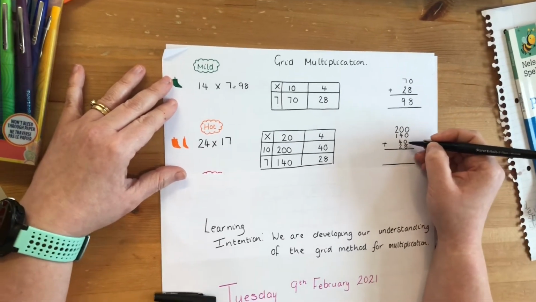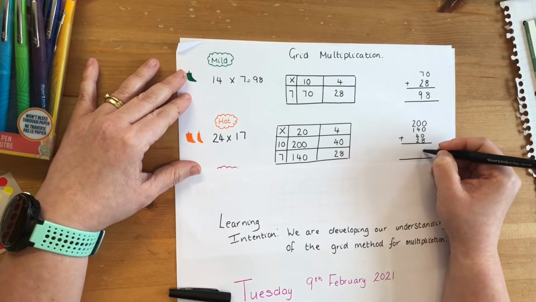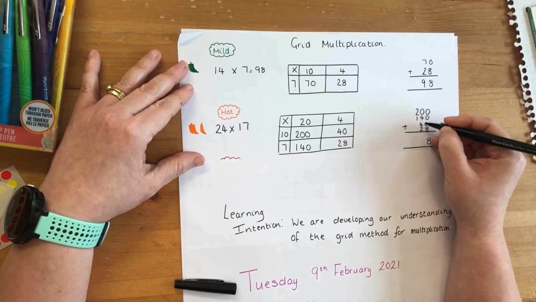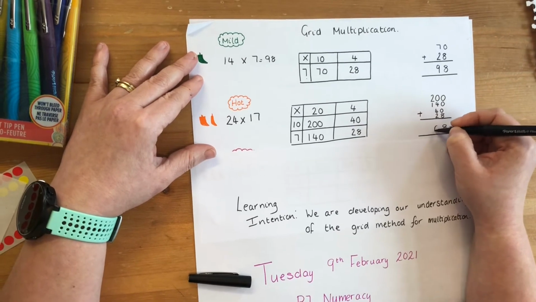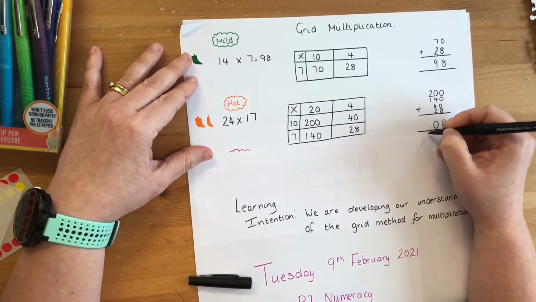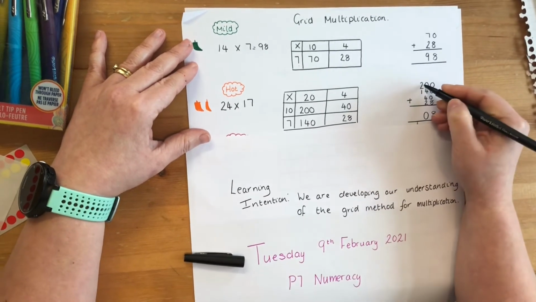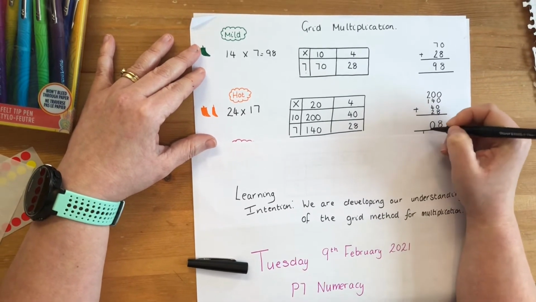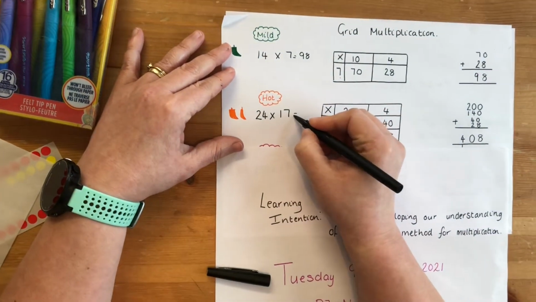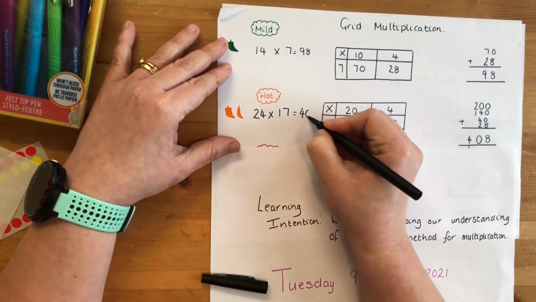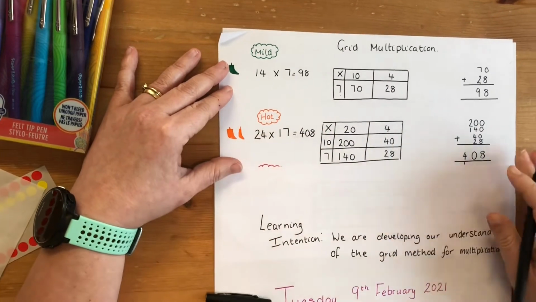0 plus 0 plus 0 plus 8 is 8. 4 plus 4 is 8. Plus 2 is 10. So I'm going to put my 0 there. I'm going to carry my 1. 2 plus 1 is 3. Plus 1 is 4. So the answer to 24 times by 17 is 408.